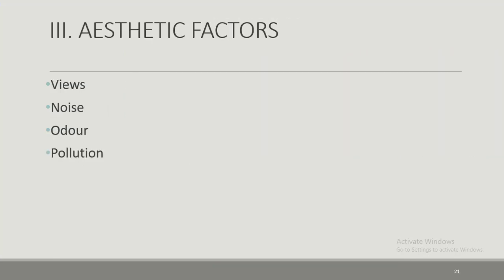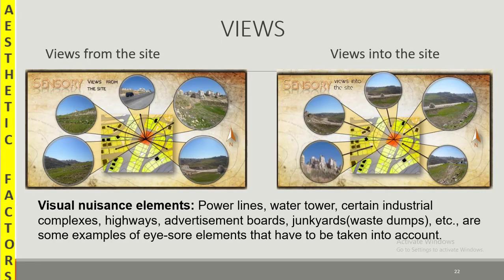The third factor in site analysis is aesthetic factors, or we may call it sensory factor, which includes views, noise, odor, pollution. In views, we consider two types of views: views from the site and views into the site. Both are important factors while designing. Power lines, water tower, certain industrial complexes, highways, advertisement boards, junkyards, waste dumps, etc., are some examples of eyesore elements that have to be taken into account.